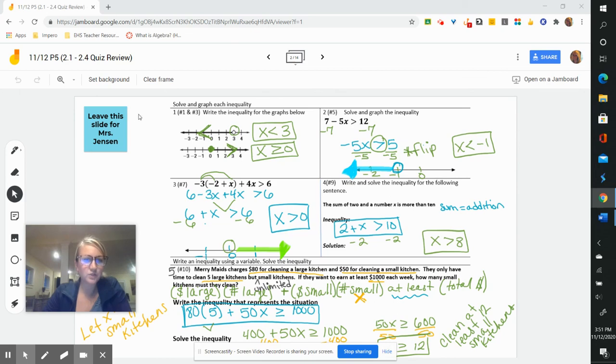That's it for the Jamboard practice assignment, those problems that we worked on during class, for the 2-1 to 2-4 formative quiz review.